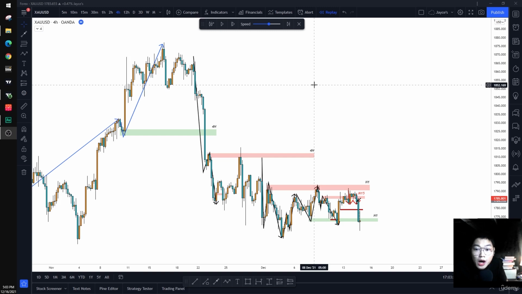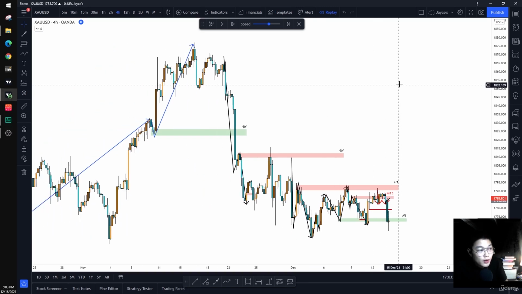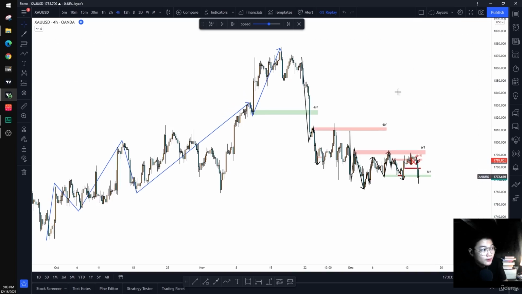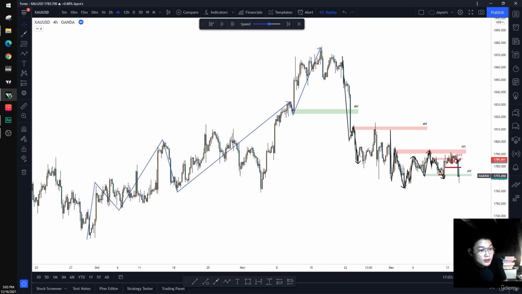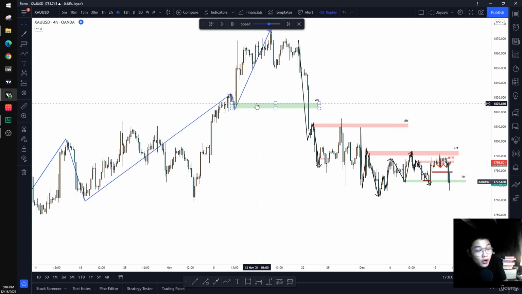And here is the 4-hour chart of XAUUSD. Let's go from the left side to the right side to analyze as normal. From left to right, you can see the structure is a higher high and a higher low. It means that's an up movement. And here is the strongest demand zone in the 4 hours.